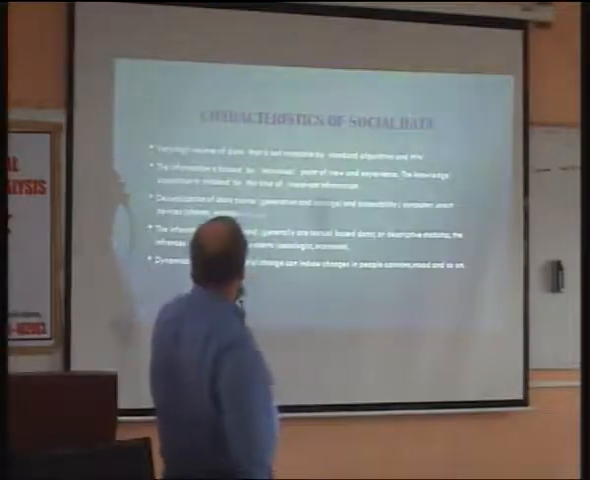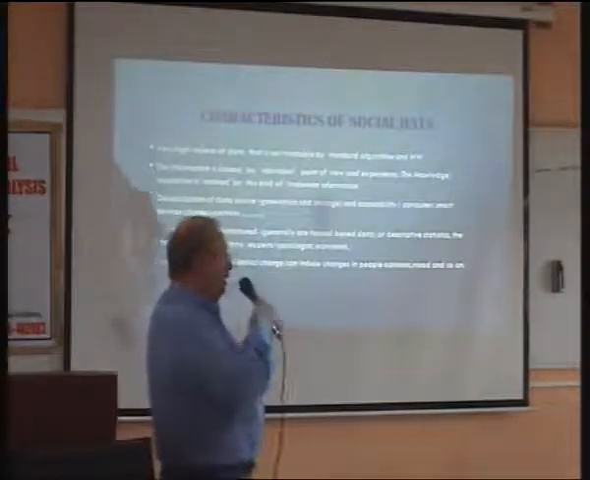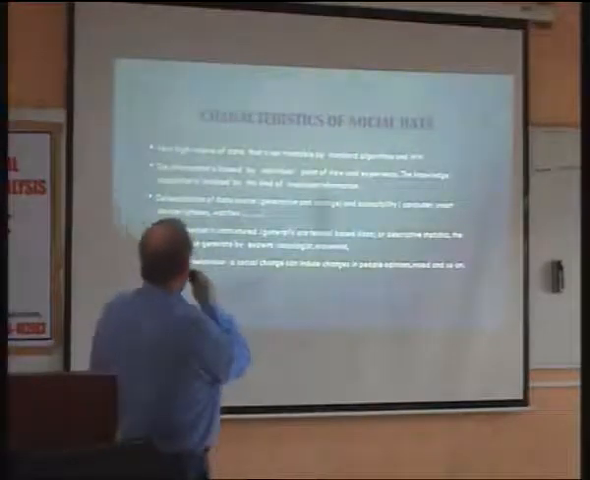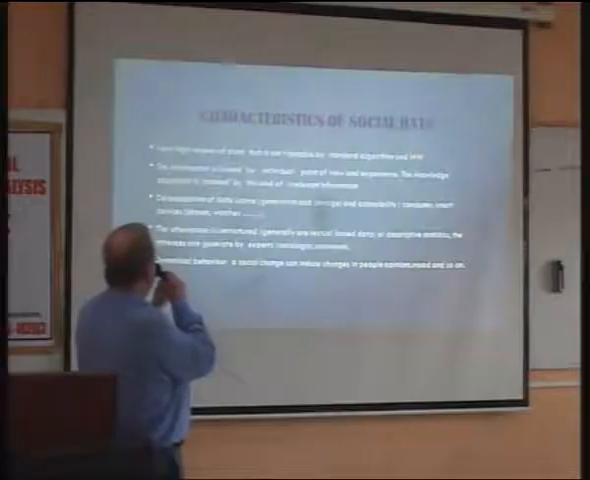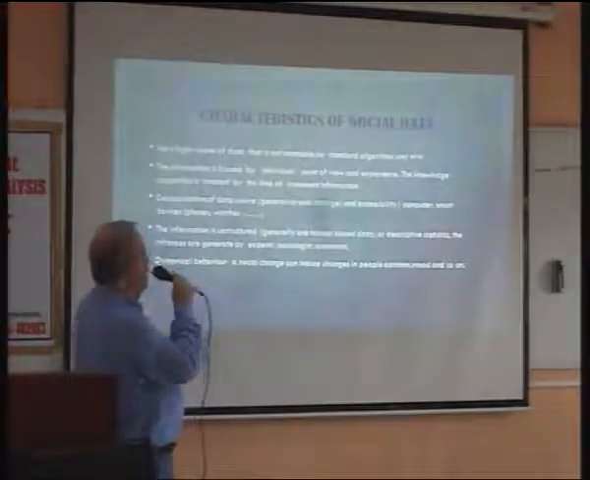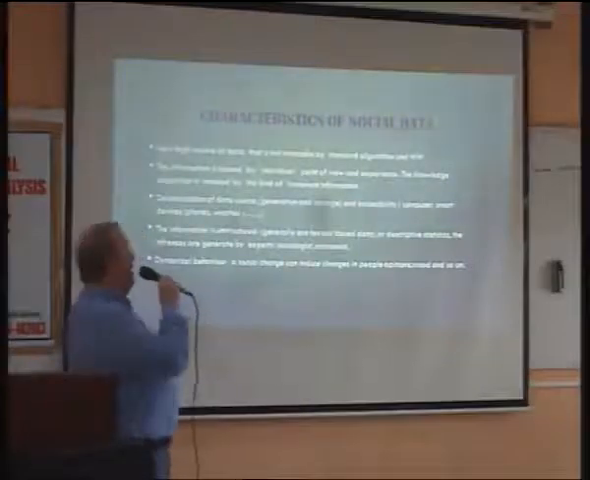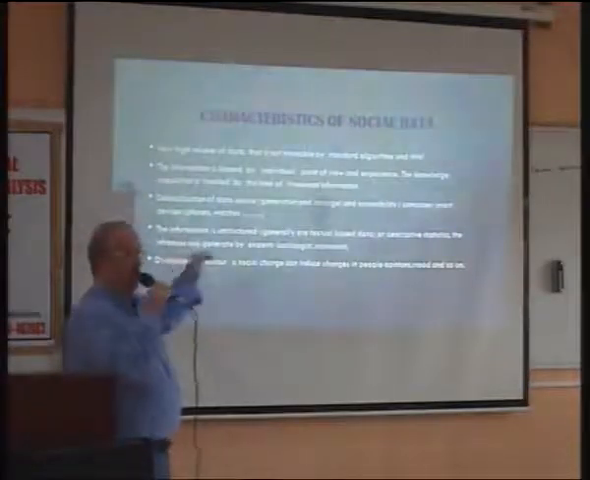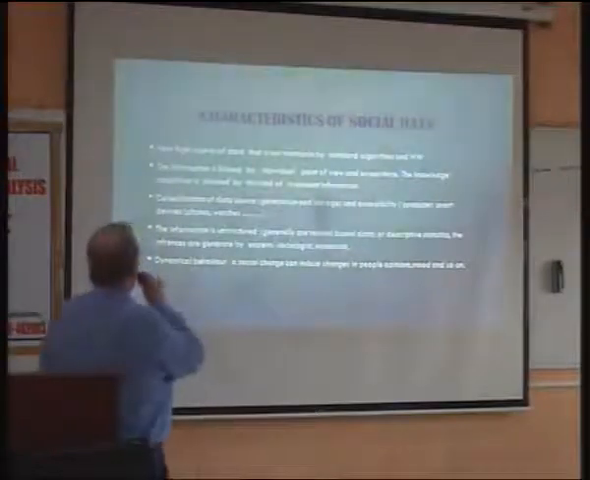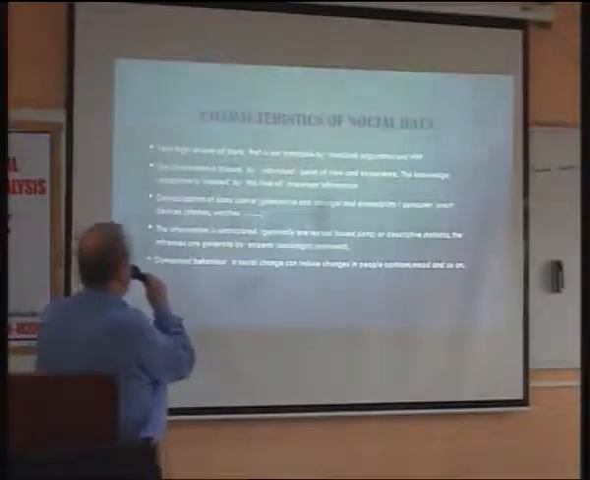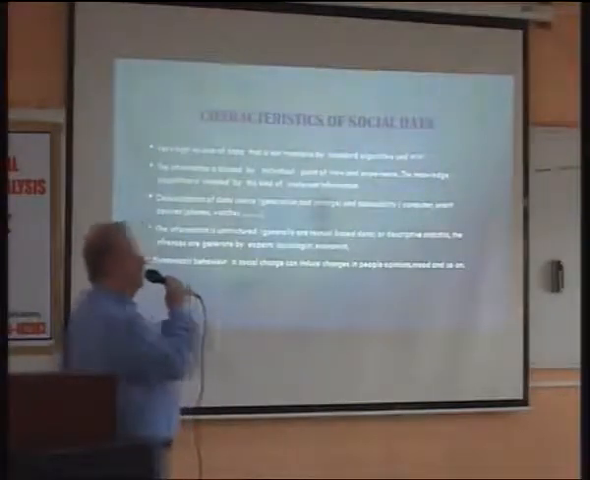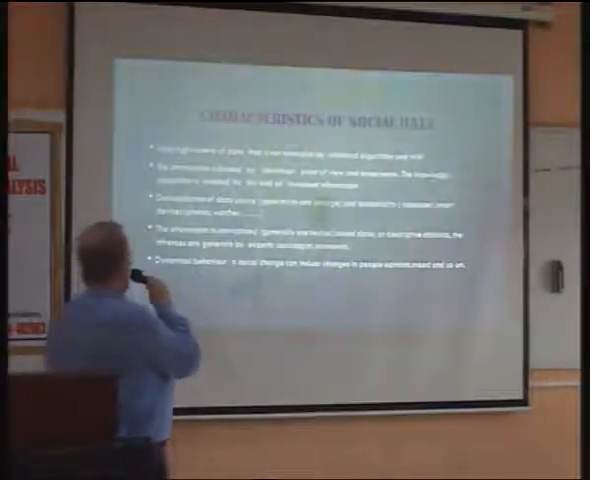Characteristic of social data: very high volume of data, not tractable with standard algorithms. The information is biased by individual point of view and experience. The second point can also happen in experimental data. The localization of data sources, generation and storage, accessibility. Not always are the data easy to access.